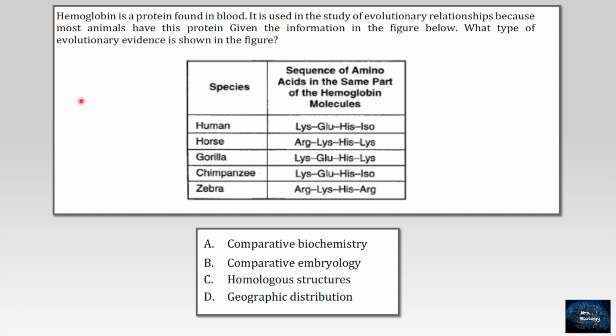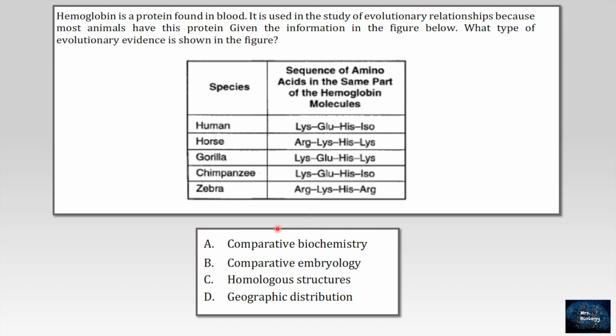This question, I like the questions with tables and graphs and figures. Hemoglobin is a protein found in blood. It is used in the study of evolutionary relationships because most animals have this protein. Given the information in the figure below, what type of evolutionary evidence is shown in the figure? Actually, we have different species and the sequence of amino acids for each one, so we are relating them, and how we can compare between them.